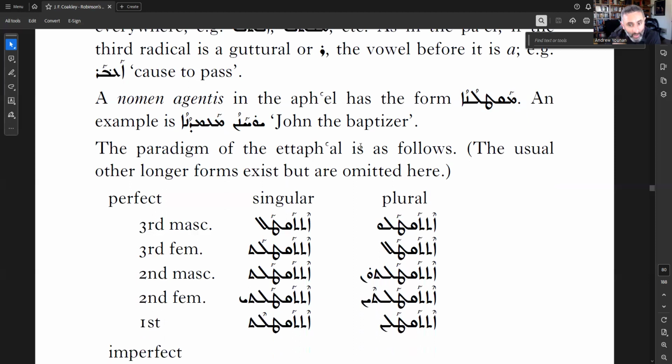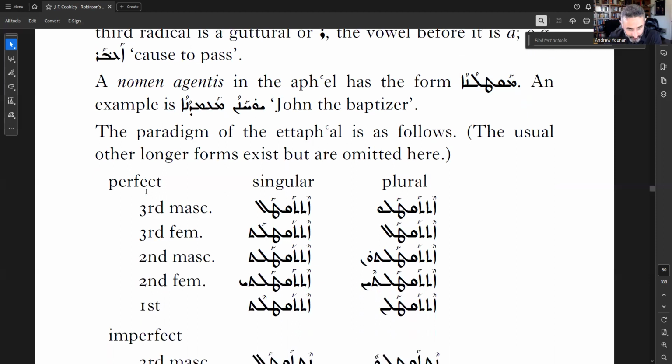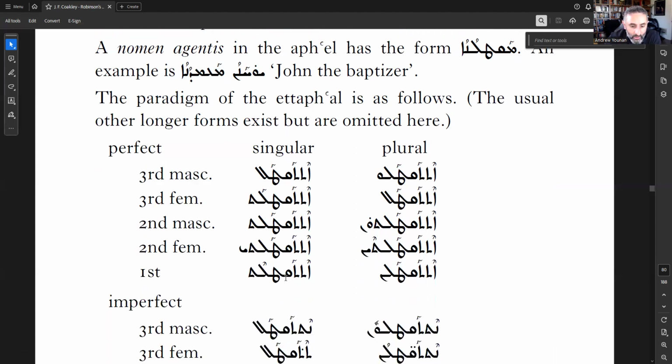The paradigm of the itaf'al is as follows. So here's the passive of this. Ittaqtlith. It's not an ith, it's an it with two taus here. But again, the only thing that's new is that all of them start with alap tau tau. So anytime you see alap tau tau at the beginning, it is the perfect passive causative.